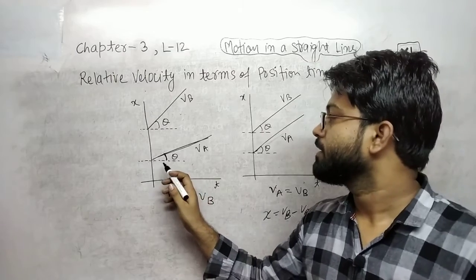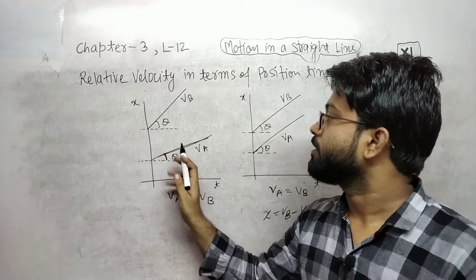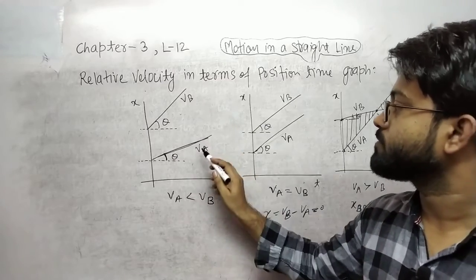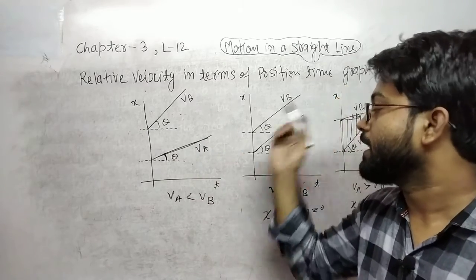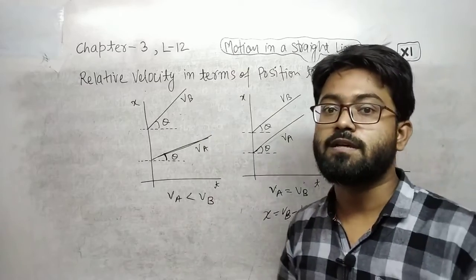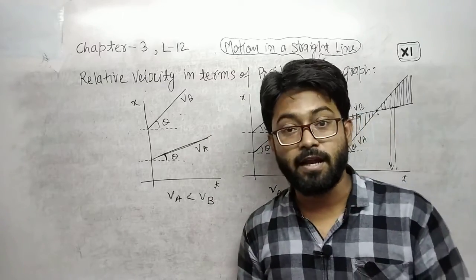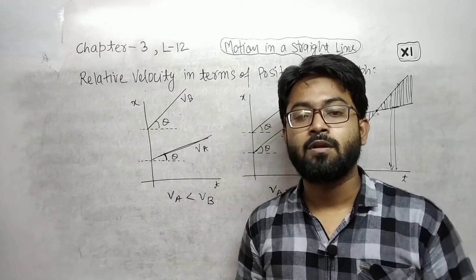Here you will see that the velocity of B with respect to A, because B is greater and A is lesser, is always positive, and the velocity of A with respect to B is always negative. Hope you understand. This is very easy, and this is the end of this chapter.